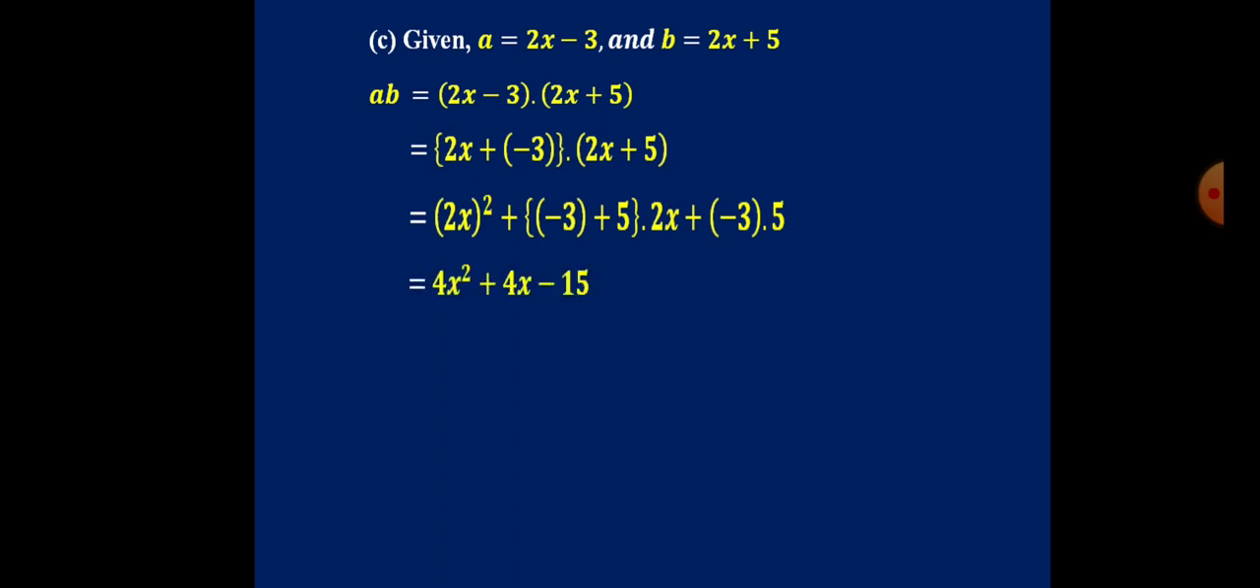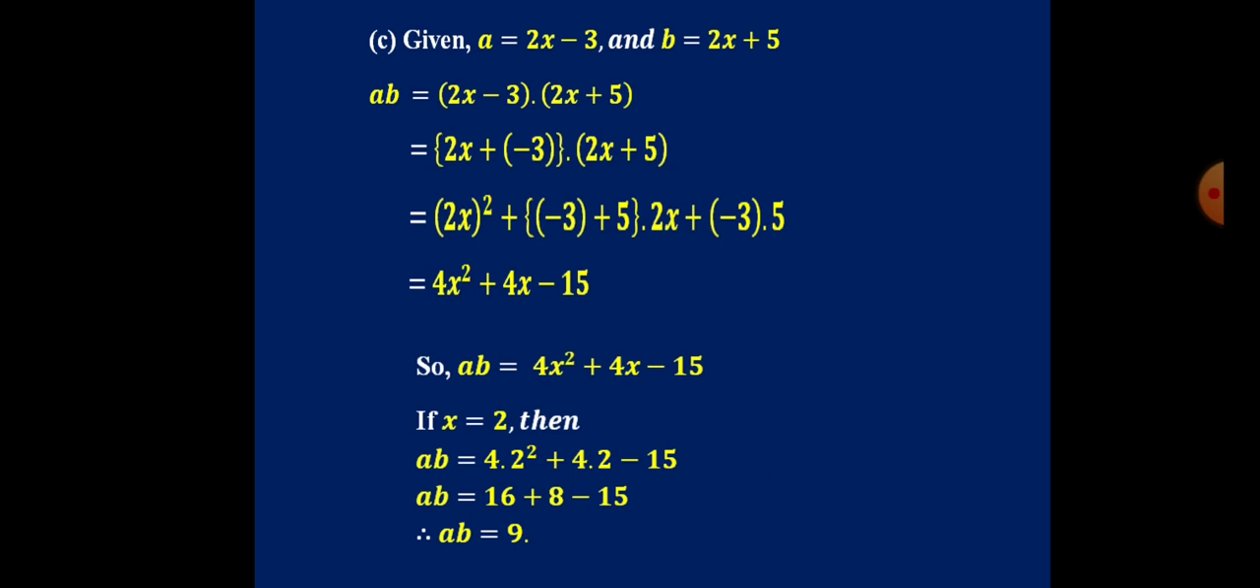Now (2x) whole squared means 4x squared, and then 5 minus 3 is 2, 2 twos are 4x, and minus 3 times 5 is minus 15. So AB is done, and you need to put x equals 2 in that expression. At x equals 2, AB equals 4 times 2 squared plus 4 times 2 minus 15, and it is 9. So AB equals 9. I think this is the simplest math of all in this book, that creative question.